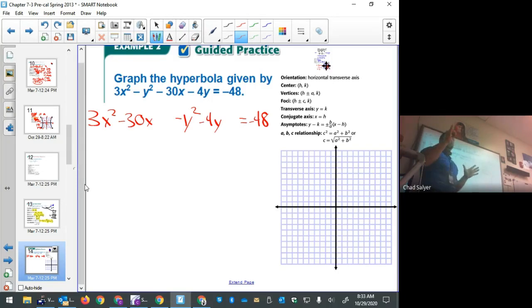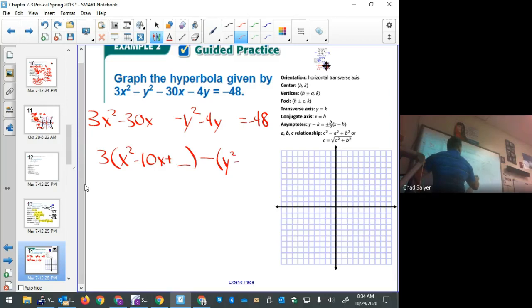But in both cases, we need to factor something out first. Anything in front of that squared term is going to cramp our style when we try to complete the square. Anything, even the minus sign. So we've got to factor out the 3 here and the minus sign here. So let's do that. So I've got 3 times x squared minus 10x plus blank. And then factor out the minus sign from these: y squared minus, plus 4y plus blank. And then equals negative 48 plus blank.